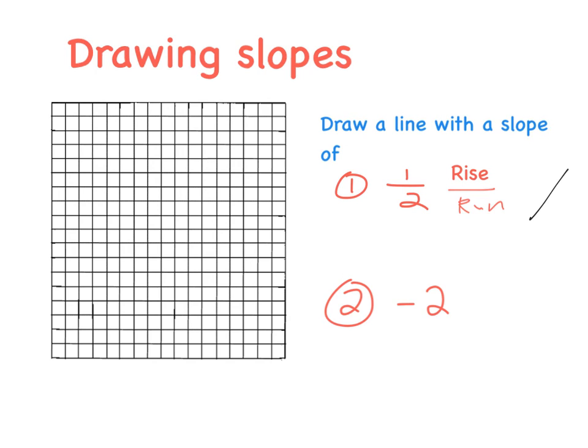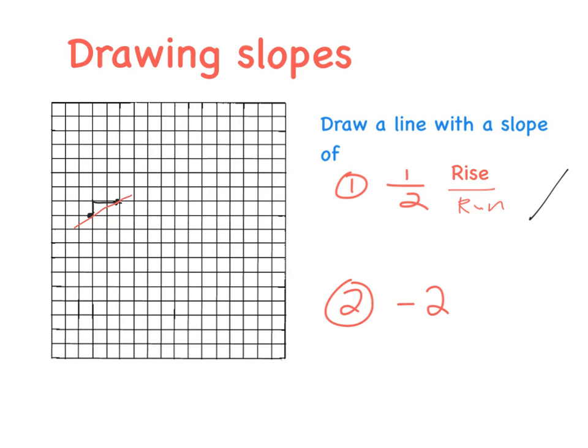So what I do is I pick any point on the graph. So I'm just going to pick this one here. And I follow exactly as I'm told. So I need to draw a line that has a slope of 1/2, which means I rise by 1 and I run by 2. Now, if I was to draw a line like that, just like that, you can see there, that has got a slope of 1/2, but it's quite a short line.